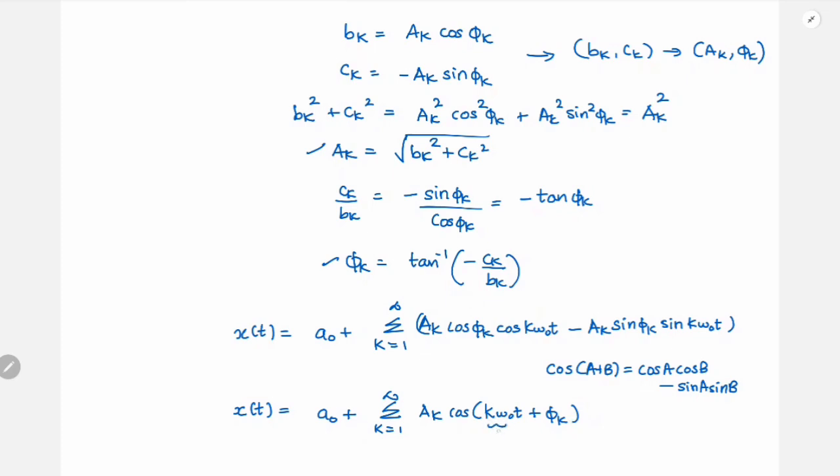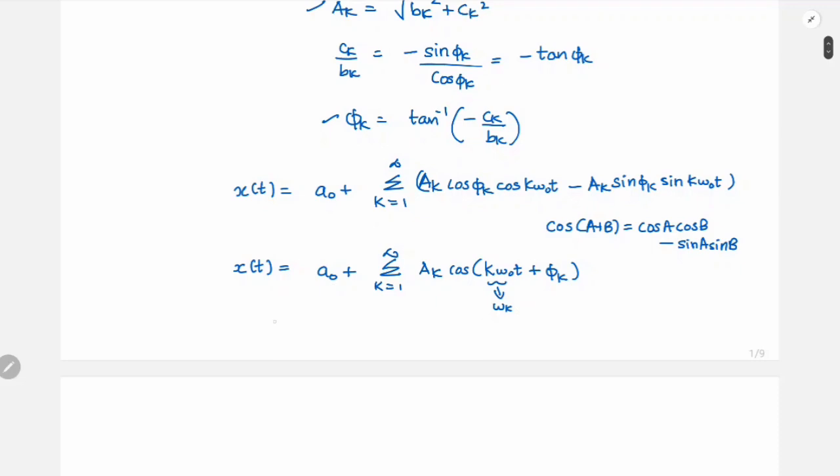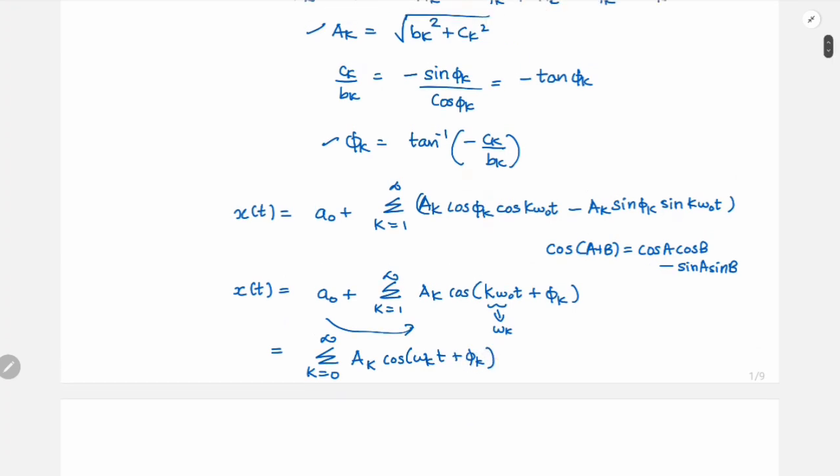So this k omega naught, if we replace it by omega k and we absorb a naught also into this equation, then we can rewrite this as summation k equal to 0 to infinity ak cos omega k t plus phi k. So this is also another way to represent the Fourier series. For absorbing a naught into ak, what we have done is a0 we have kept as a0 and phi 0 we have made 0.